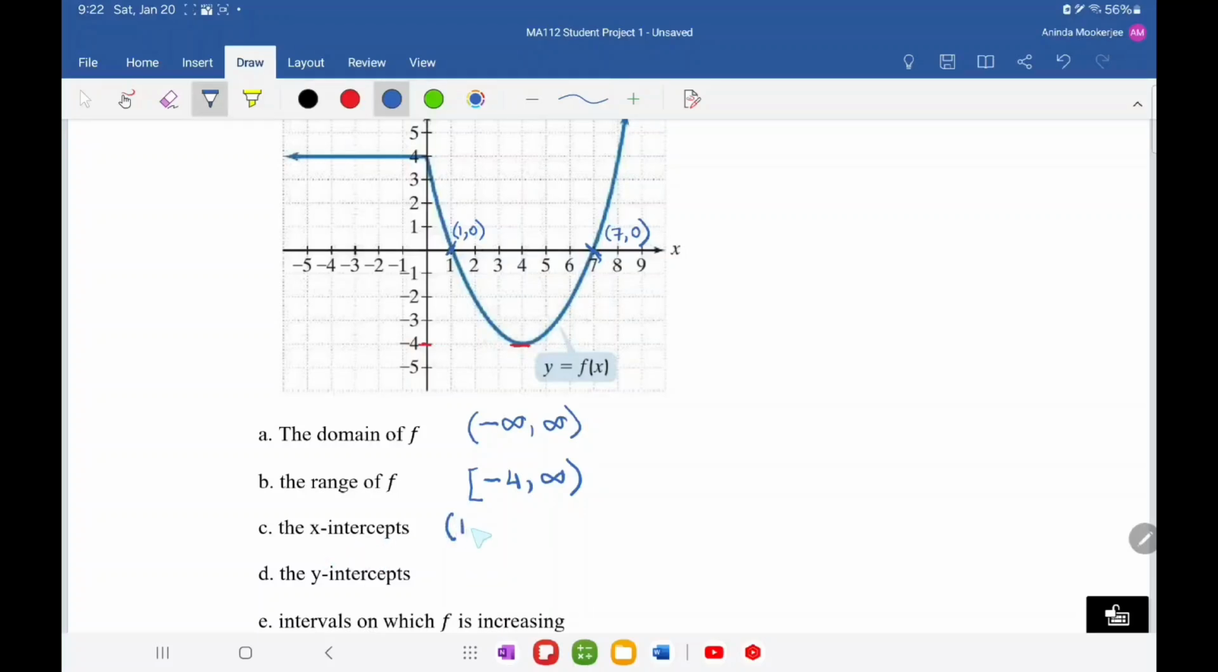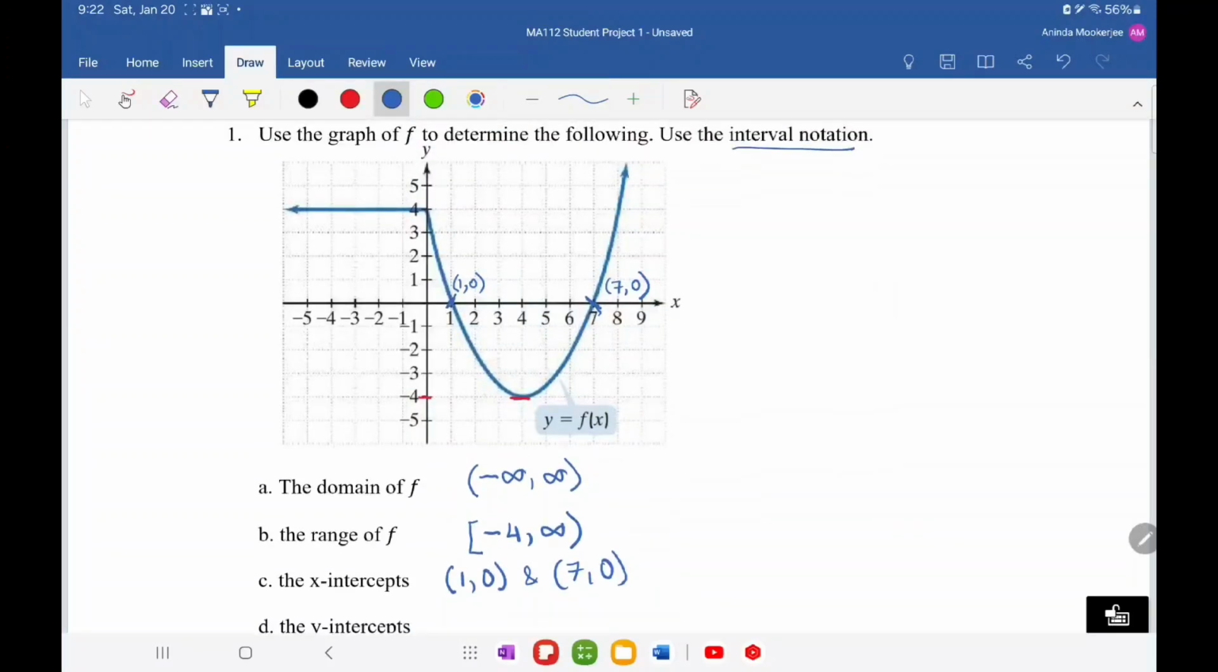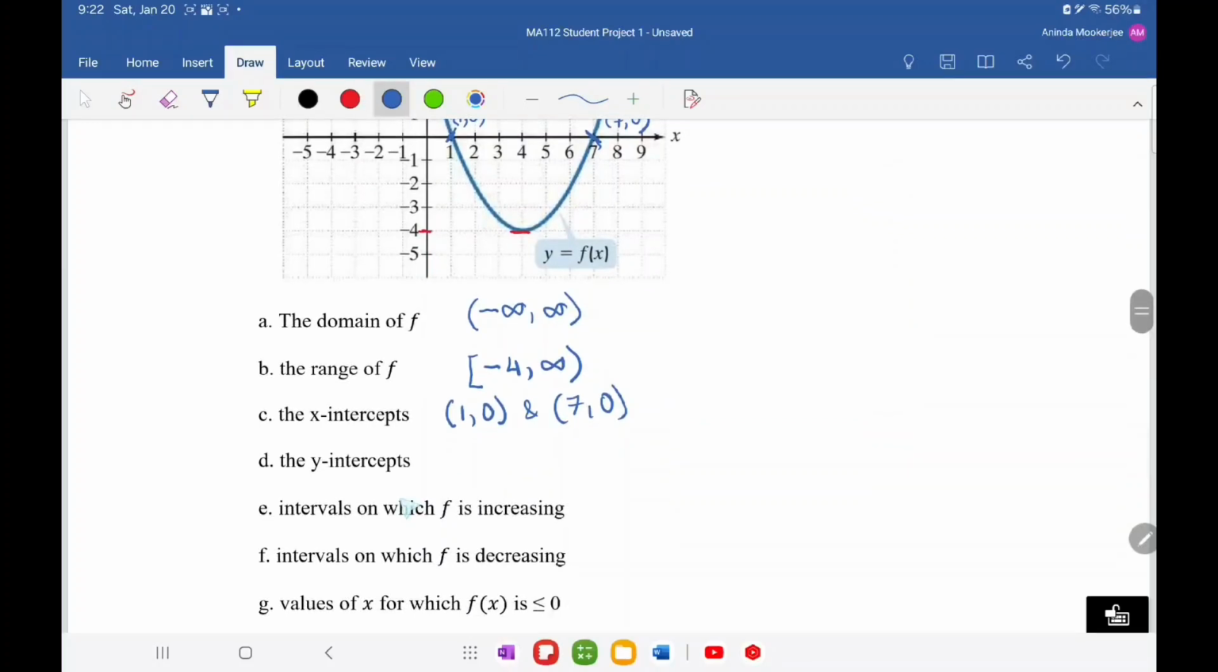So 1, 0. These are the coordinates. It's an ordered pair, not an interval like for the range and domain. So the x-intercepts are 1, 0 and 7, 0. What about the y-intercept? Where does it cross the y-axis? At this point here. And a point on the y-axis always has 0 for the x coordinate. So for the y-intercept, we are going to write 0, 4.